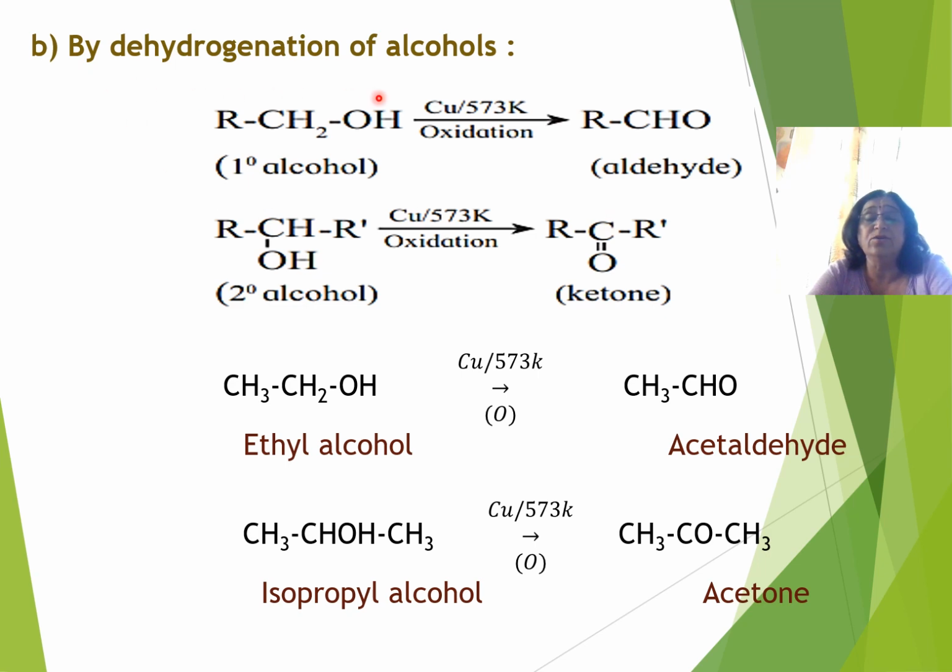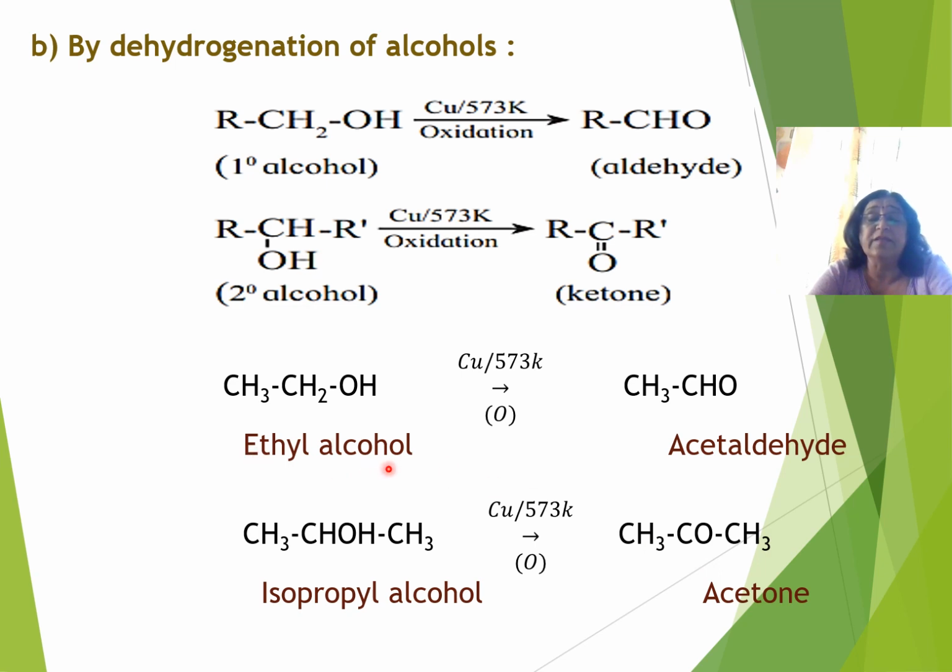The next method is by dehydrogenation of alcohols. Dehydrogenation is also called oxidation, but the conditions are different. Primary alcohol, when reacted in the presence of copper at 573 Kelvin, gives you aldehyde, and secondary alcohol when heated with copper at 573 Kelvin gives you ketone. So this is dehydrogenation of alcohol. Ethyl alcohol on reaction with copper at 573 Kelvin gives you acetaldehyde, and isopropyl alcohol on reaction with copper at 573 Kelvin gives you acetone.